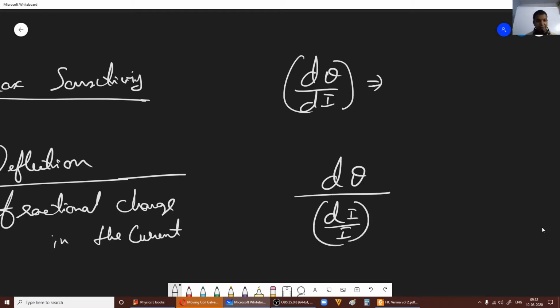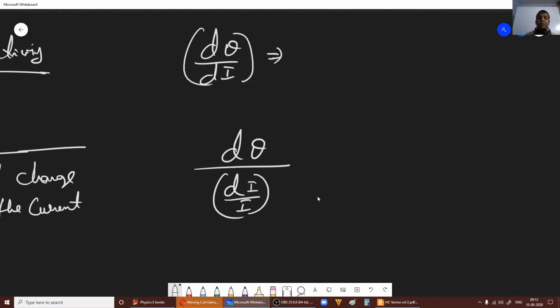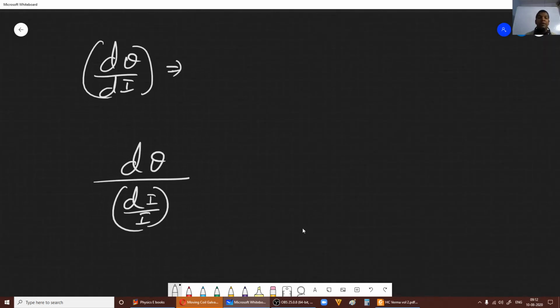So here is the difference. But there are a few confusing topics when questions are asked, so that also we'll discuss now. So d theta divided by (di by I) is what we need to find out. Now again, let us start with I is equal to k tan theta. I have taken small k.